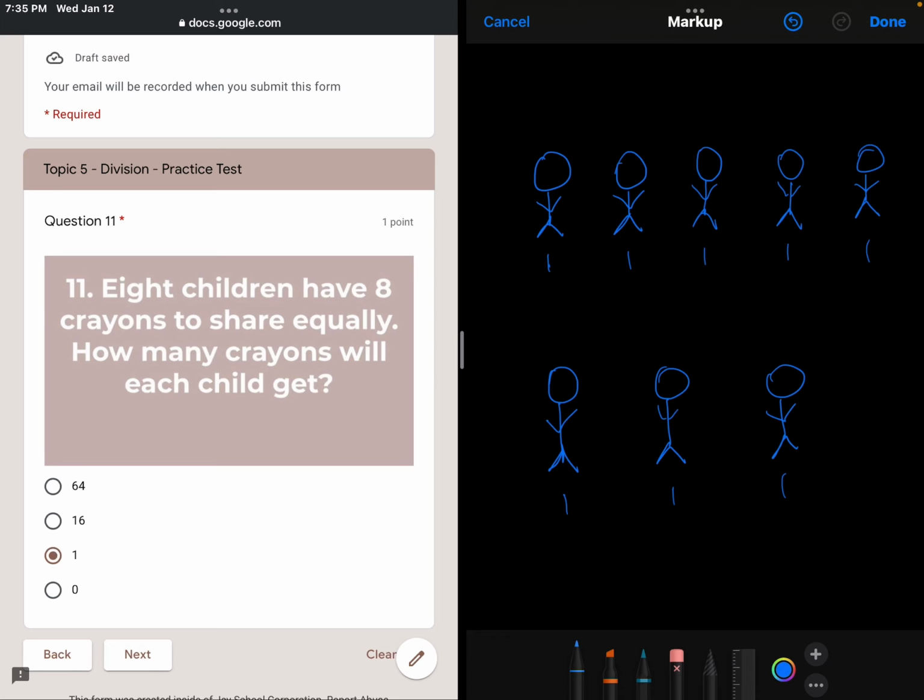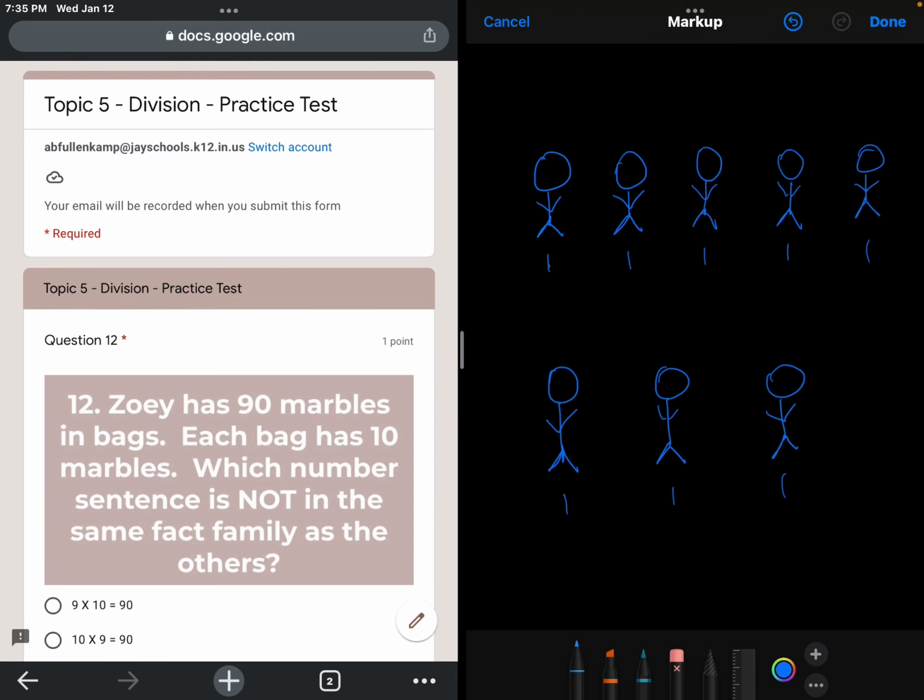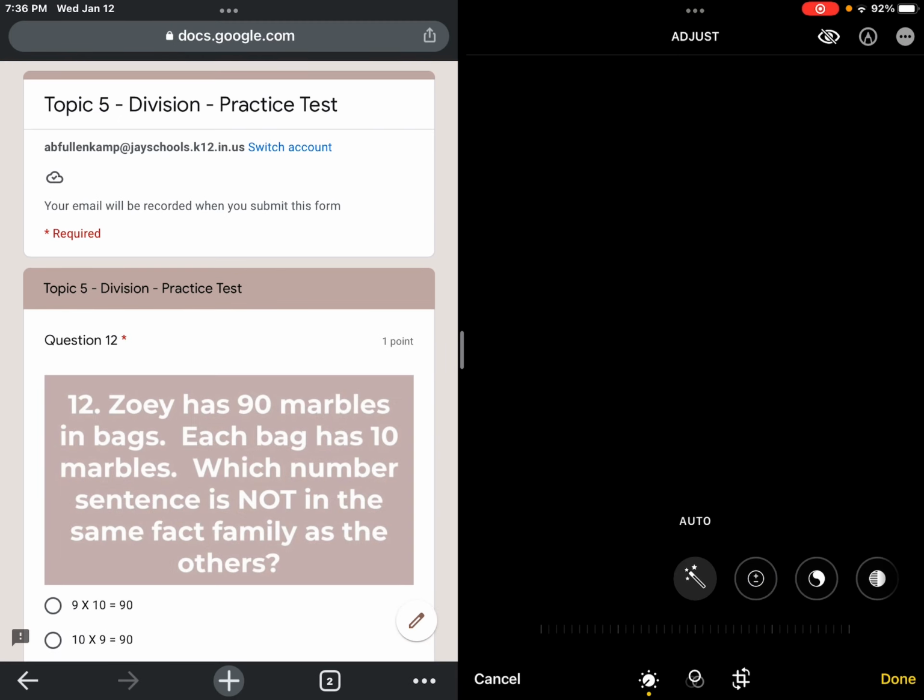Some of you put 64 because I think you did 8 times 8. And that is not right because it says they have a total of 8 crayons to share equally. Okay, how are you going to get 64 crayons if you only have 8? Just think about it a little bit before you answer. Does this make sense? Could they have 8 crayons and then each get 64? No. Where are those other 50-some crayons going to come from? I'm sure they'd like it better if they each got 64, but it's not going to work. So they each get 1. All right, just a couple more.